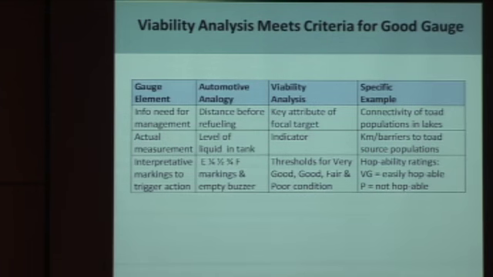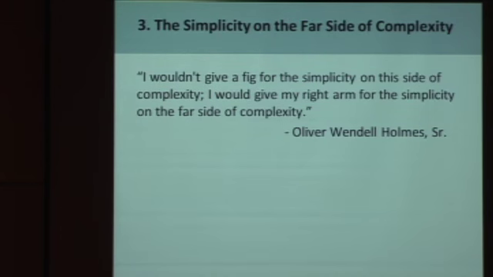So what we're really interested in is, if you think about that gas gauge, and these are the automotive analogies, this viability analysis really meets all those criteria for a good gauge. What is it that you're trying to do? Connectivity is what we care about. Here's the actual measurement, but those are the interpretive rankings that we're going to be looking at. Which kind of leads to my next point, my next favorite quote. Oliver Wendell Holmes Sr. said, "I wouldn't give a fig for the simplicity on this side of complexity. I'd give my right arm for the simplicity on the far side of complexity."